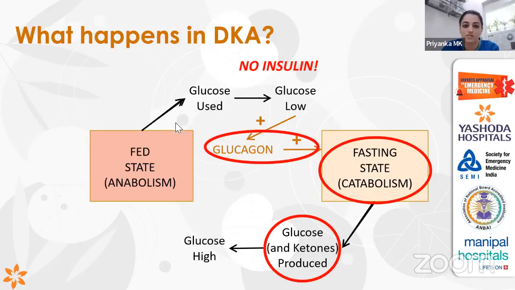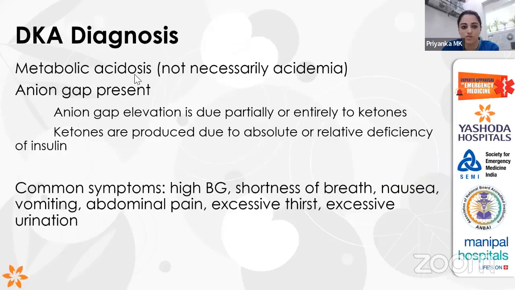So to diagnose DKA, you should have metabolic acidosis, not necessarily acidemia. You should have an anion gap. The anion gap elevation is partially or entirely due to ketones, and these ketones are produced because of either an absolute or a relative deficiency of insulin. The common symptoms are breathlessness, nausea, vomiting, and abdominal pain. They can be excessively thirsty, or they can come to you with excessive urination.